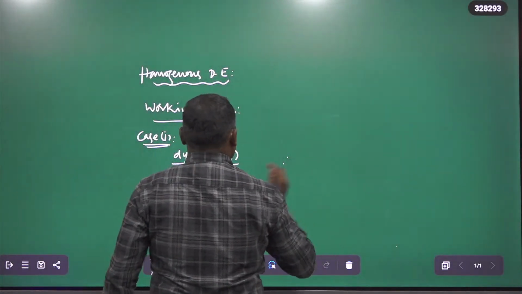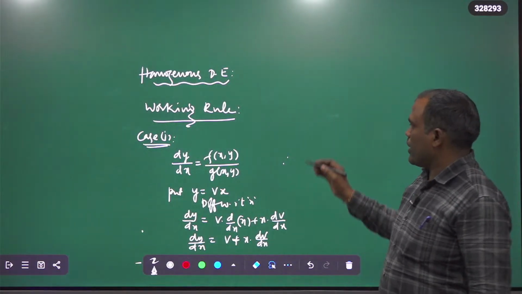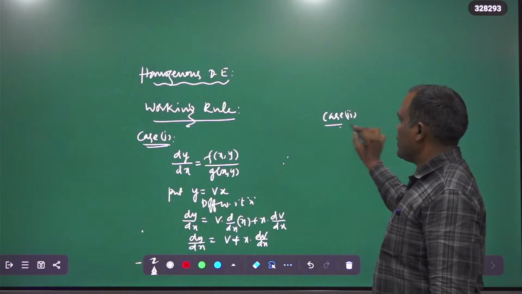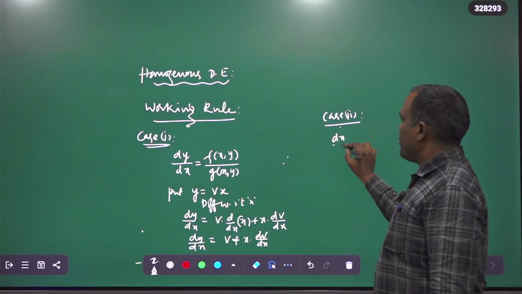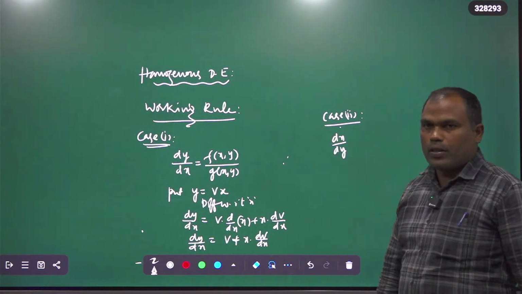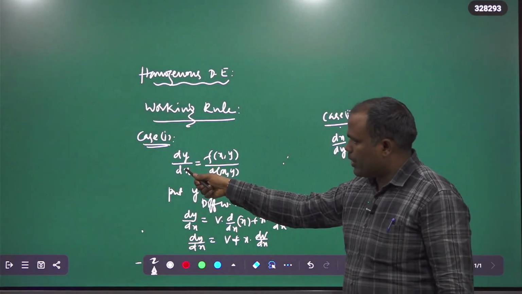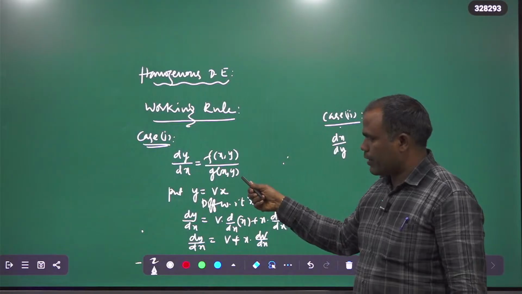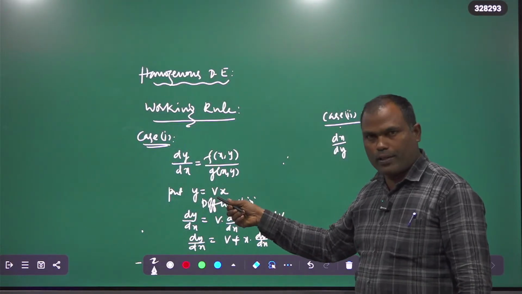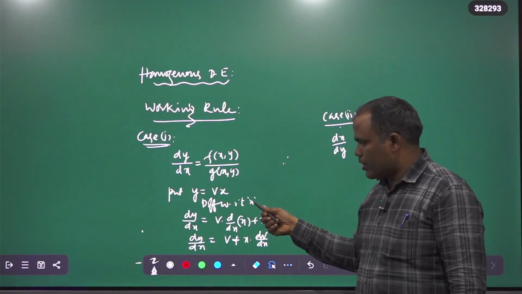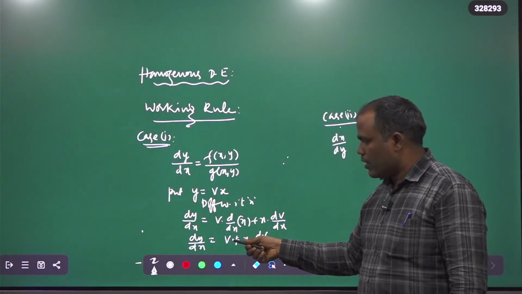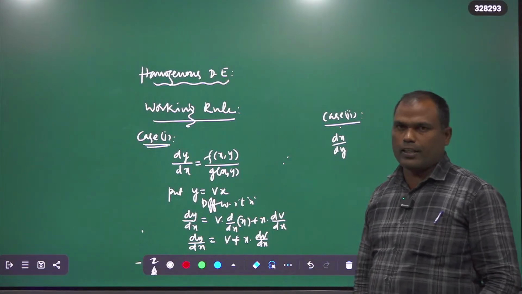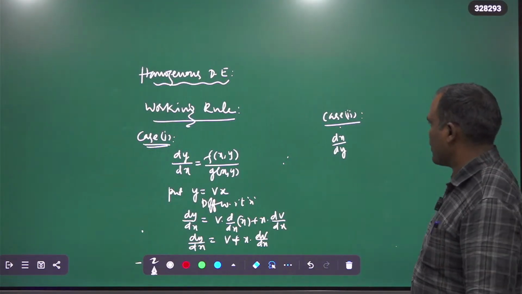So now the second case, case 2. Listen carefully: dx by dy means here, in the LHS dy by dx, and f of x comma y by g of x comma y, then we should put y equal to vx, then differentiating with respect to x, dy by dx is v plus x into dv by dx. Then substitute, then simplify, and we get the answer. In a problem I can explain this clearly.